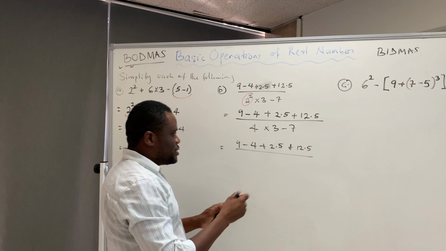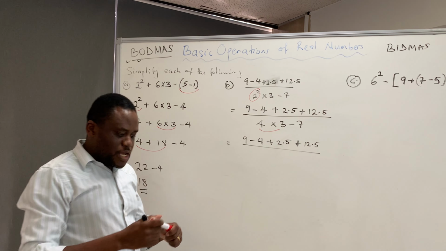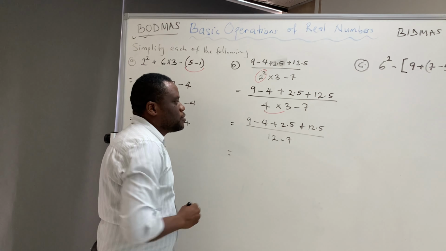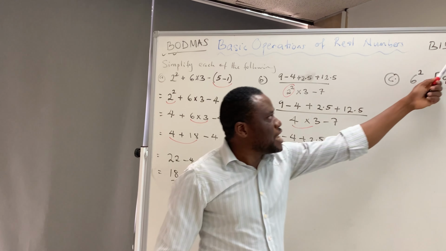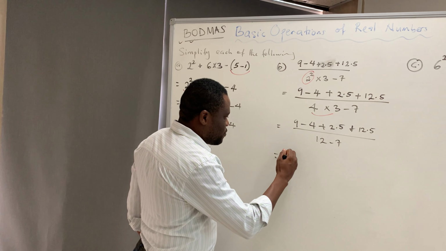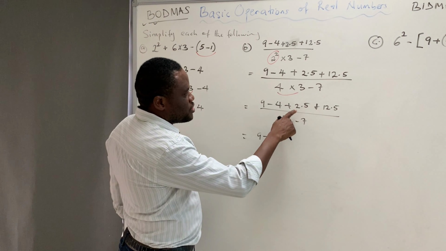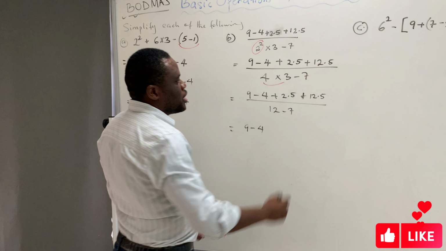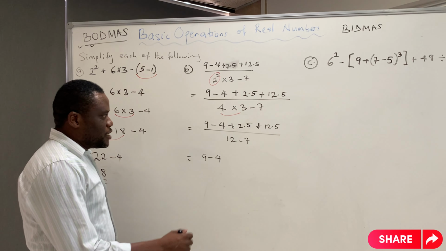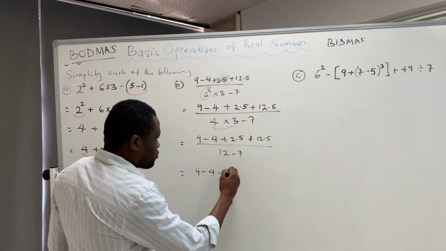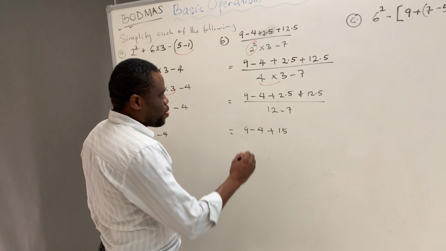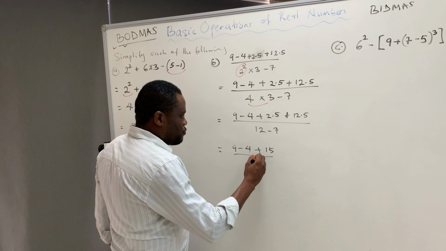Now multiplication is here. So 3 times 4 is 12. Now, after that is addition. So I want to add anything plus. I want to add it. So I have 4, this minus, so this is plus. I can operate this guy. 2.5 plus 12.5. That is what? 15. Right? It's 15. Divided by 12 minus 7.